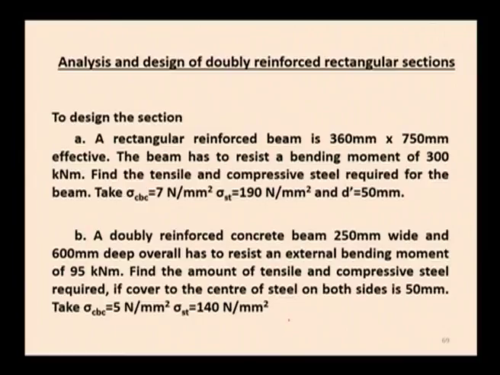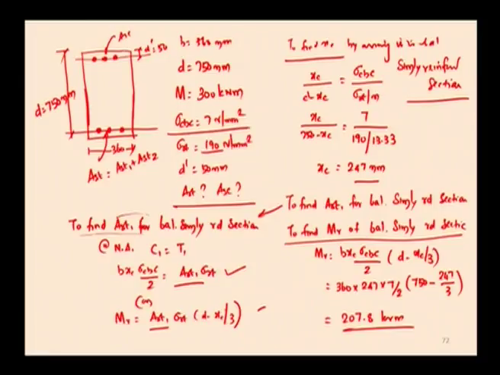So here we have used one worked example for the design of the doubly reinforced rectangular section. Here they have given the size of the beam, and the beam has to resist a bending moment of 300 kilonewton meter, and they ask us to design the reinforcement, that is both tensile and compressive steel reinforcement. The stresses in concrete and steel are given in the problem. We started designing the section, first finding the area of reinforcement required for a balanced singly reinforced section at a neutral axis, C1 is equal to T1, or the moment of resistance equal to AST1 sigma ST (D minus X by 3).